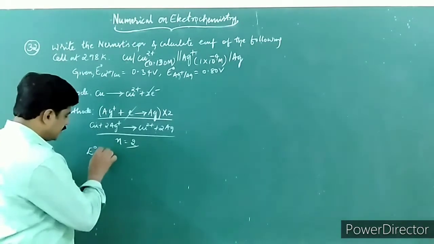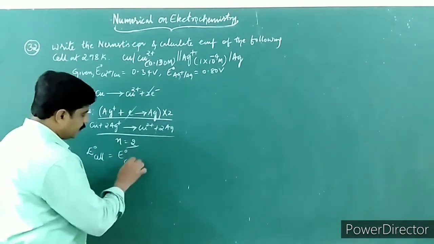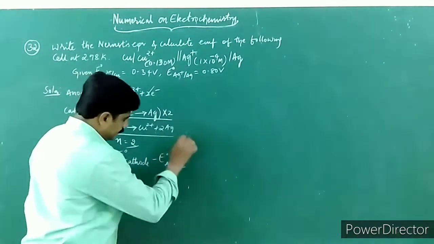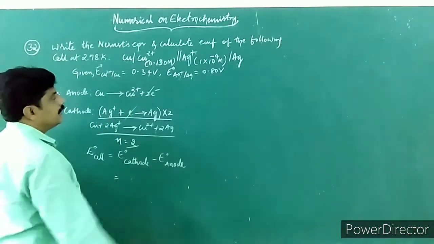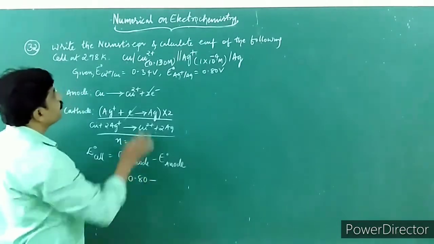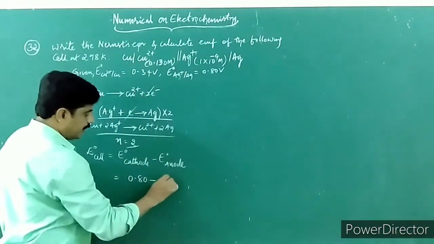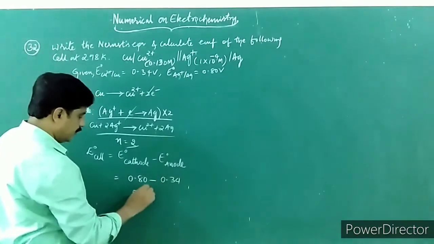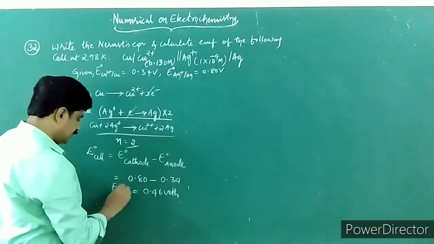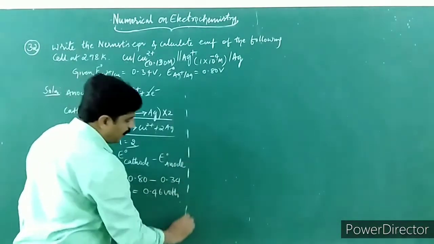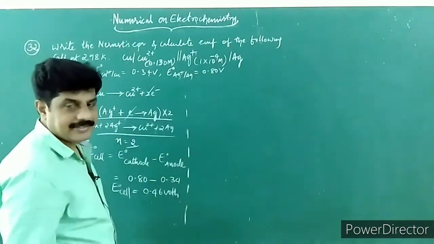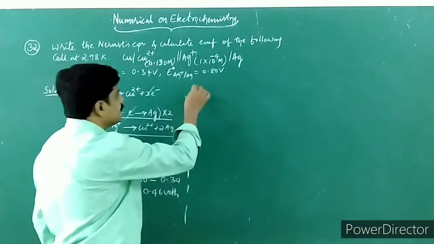And let me go for E naught cell. E naught cell is equal to E naught cathode minus E naught anode. E naught cathode, children, this is the cathode, right? So 0.80 minus, so anode is 0.34. So you are going to get 0.46 volts. This is E naught cell. Children, once you write E naught cell as well as N value, now you can easily write the Nernst equation.